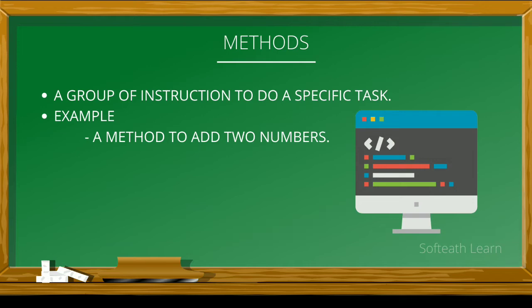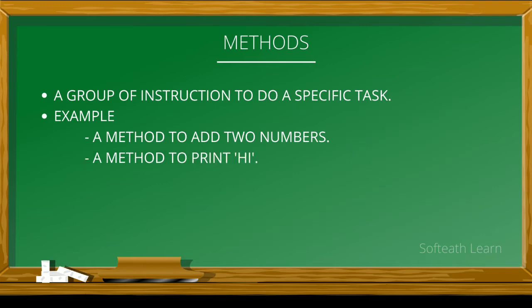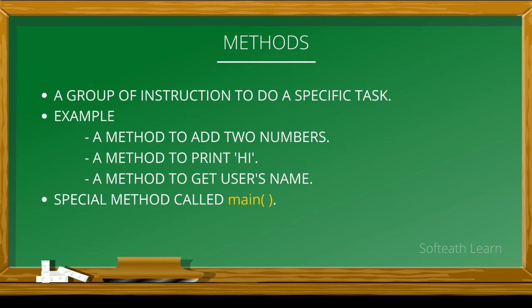Another example. We can write a group of code to say hi to the person that uses our program. So this group of code will be a method with a specific task, which is to say hi to the user. Another example, we can write a method to get the user's name. We can ask the user for his name, then he will give it to us. So this method has a specific task which is to get the user's name. Everything will be clear in future when we try the examples. Now in Java, we have a special method called main. We will talk about it in a little bit.